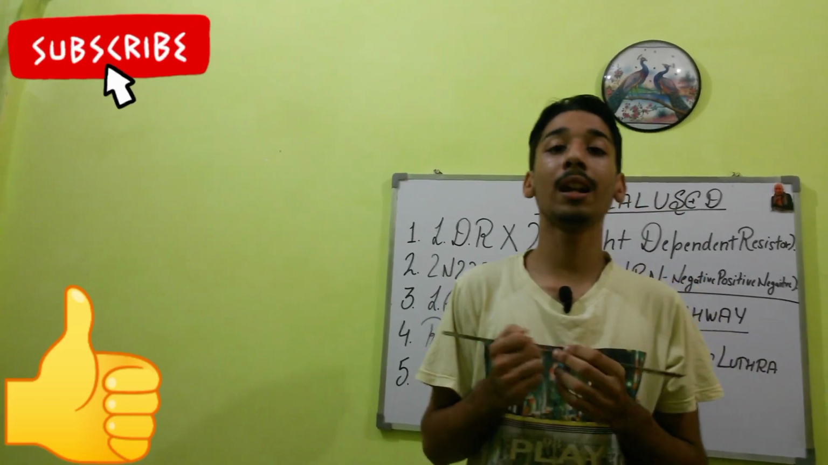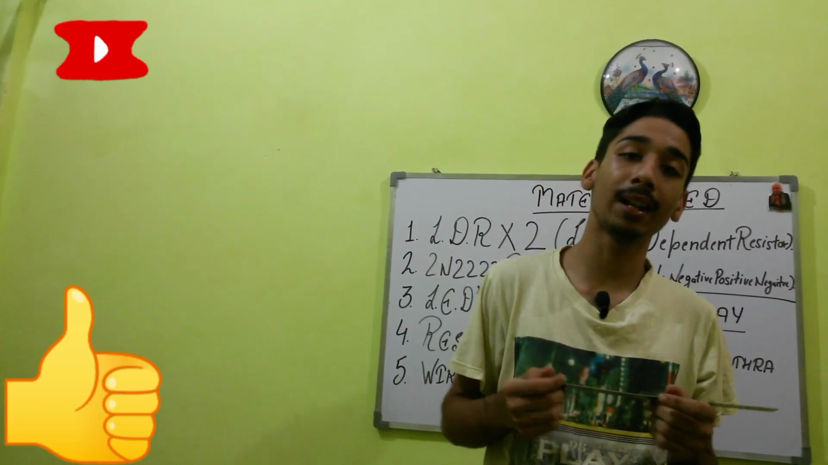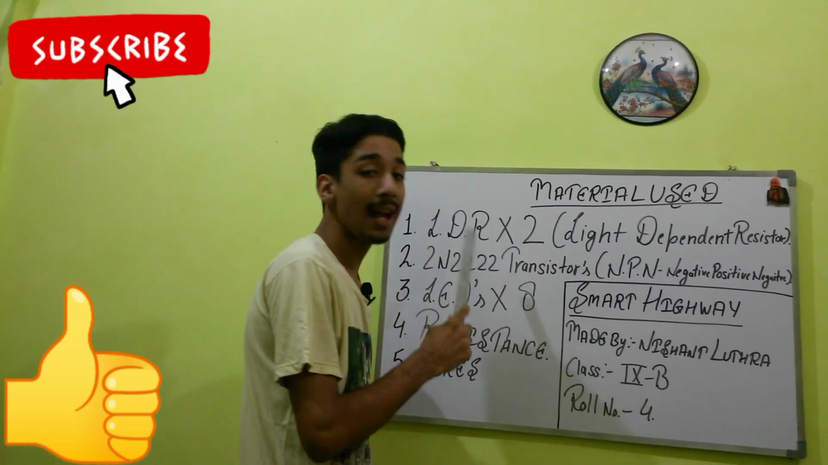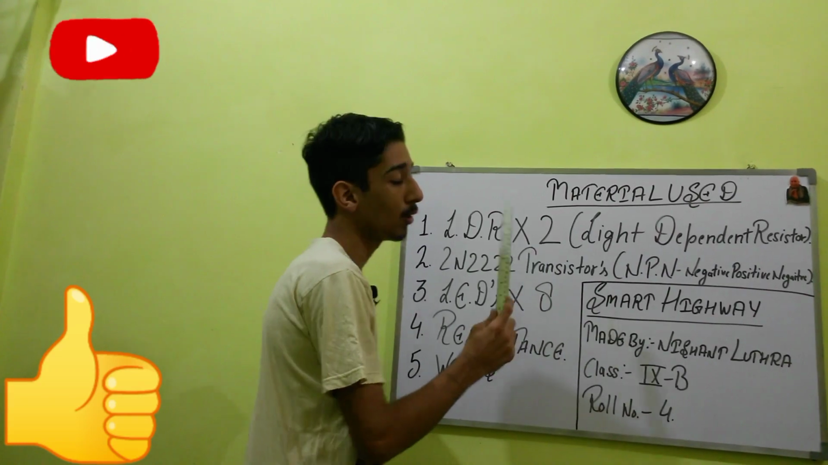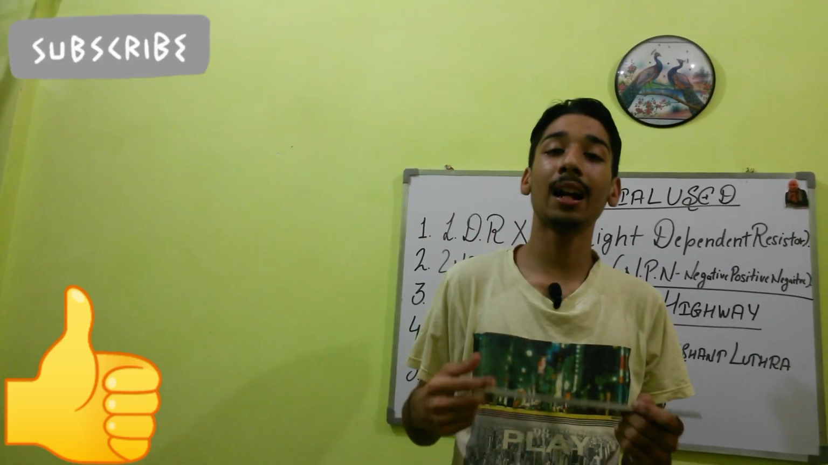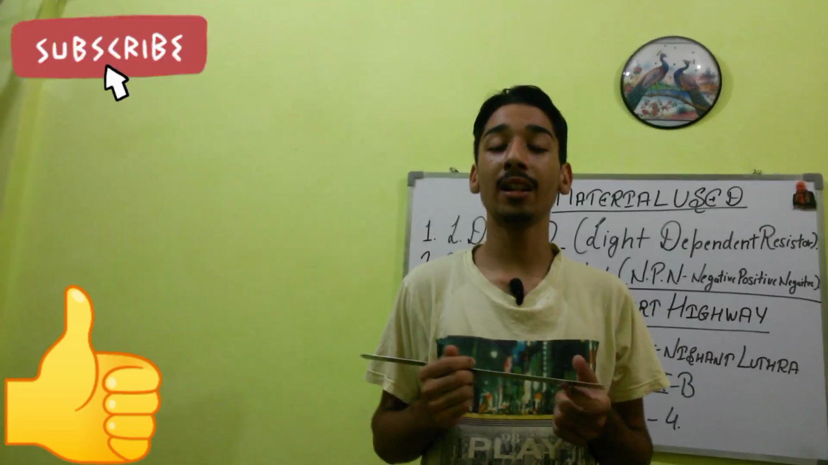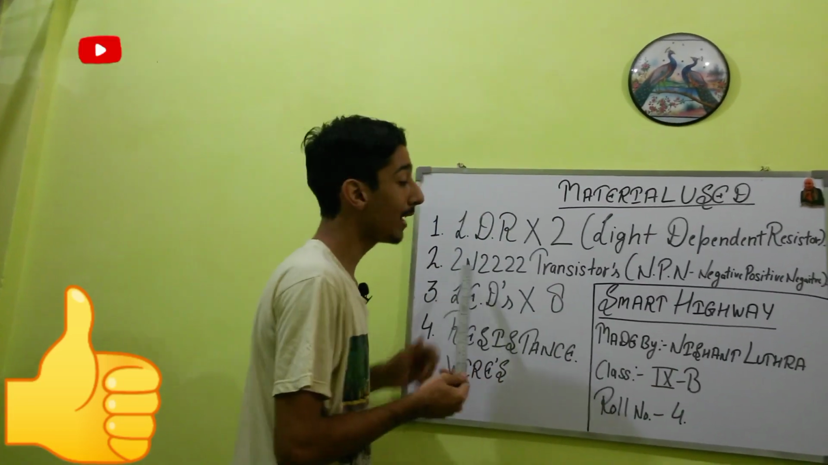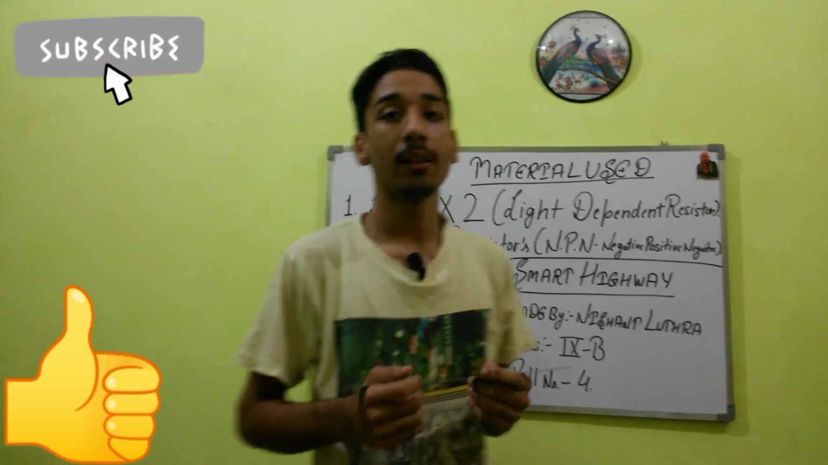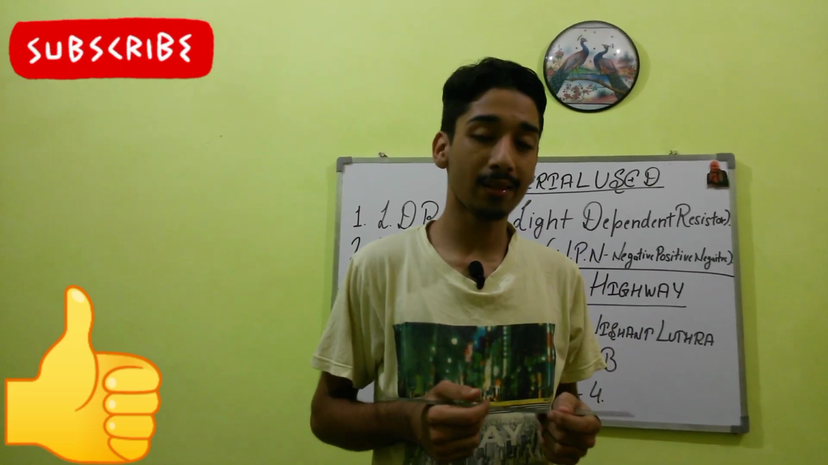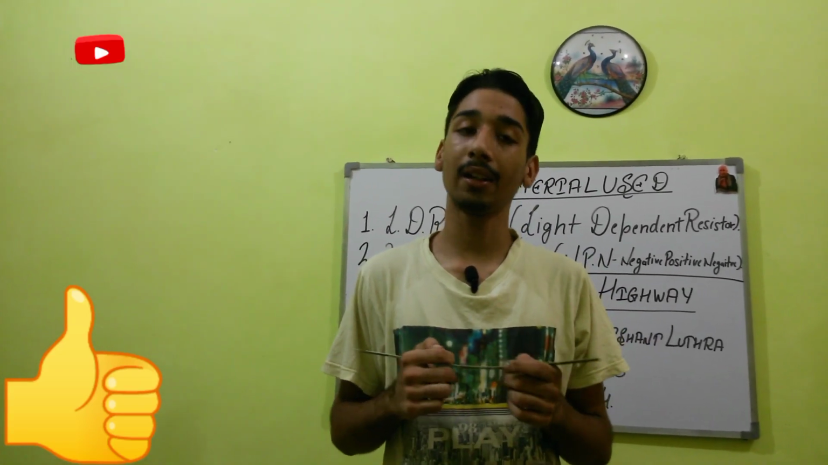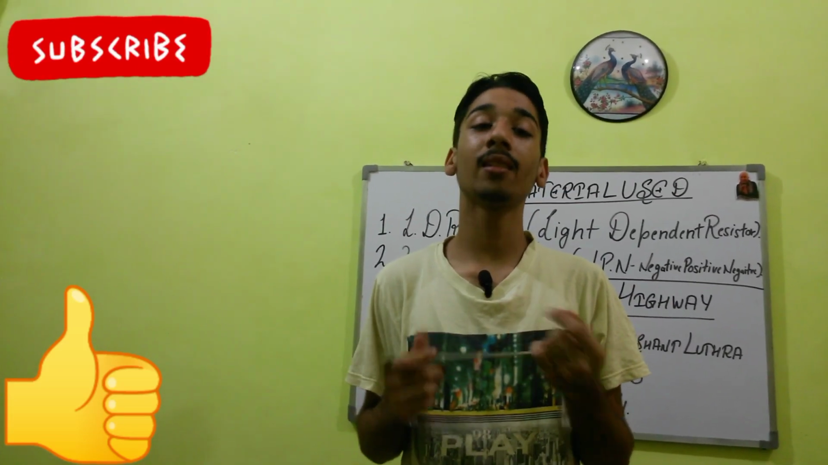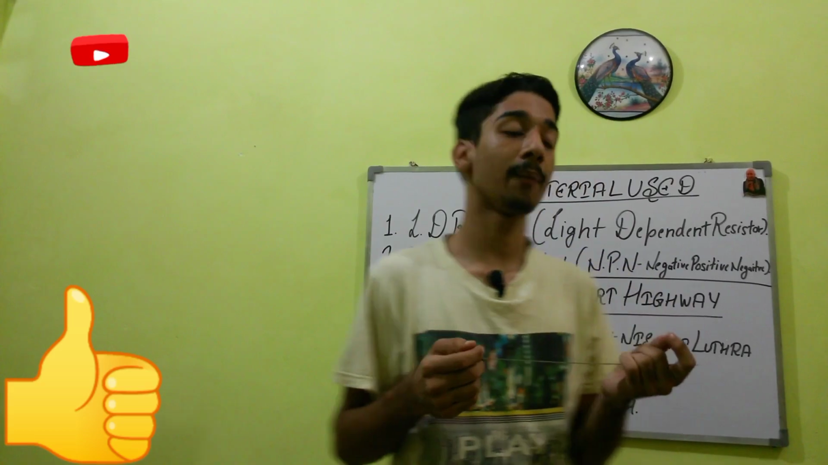So now, without wasting time, let's get into the material that I have used. The first material is light dependent resistor, LDR, 2 pieces. LDRs are a kind of resistance which change their resistivity on getting light on them. The next is 2N2222 transistors. They are NPN type of transistors, that is positive negative type of transistor. They are used for switching the circuit.